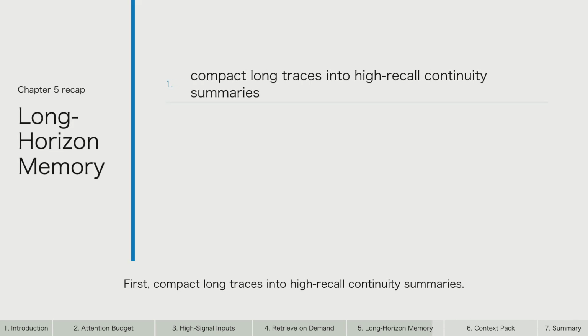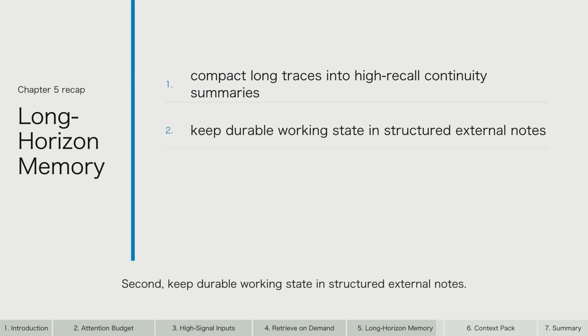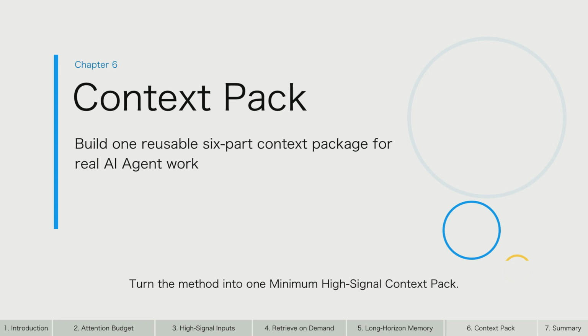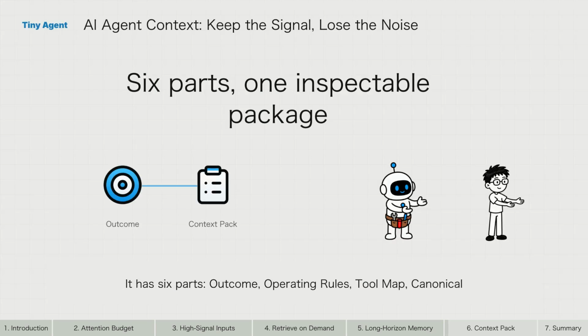First, compact long traces into high recall continuity summaries. Second, keep durable working state in structured external notes. Third, use specialized agents only when focused exploration justifies coordination. Turn the method into one minimum high-signal context pack. It has 6 parts: outcome, operating rules, tool map, canonical examples, retrieval index, and working state. The pack is small enough to inspect and complete enough to guide real work.